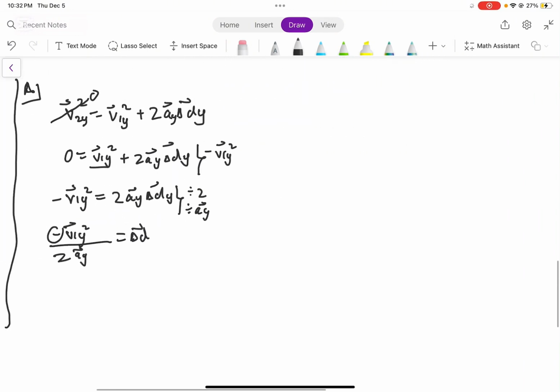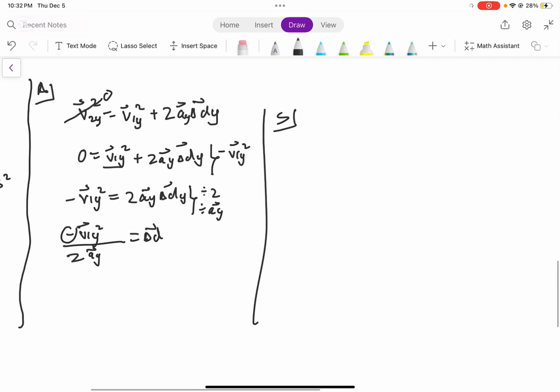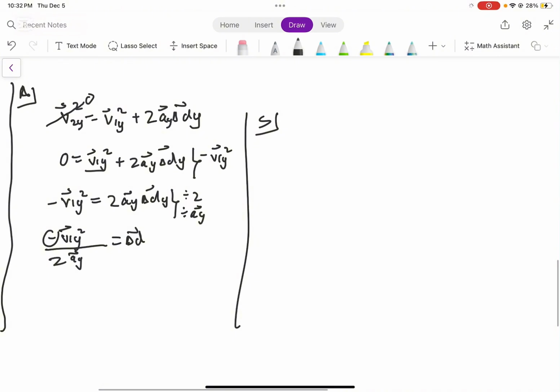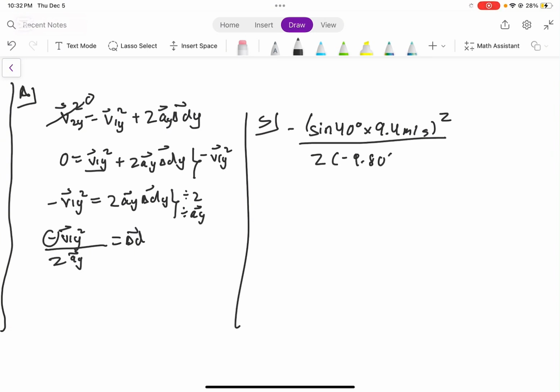So we can go straight into our solution. Our solution is going to be simply v1y. And what is v1y? Well, v1y is sine theta, so it's going to be sine 40 degrees times 9.4 meters per second divided by, oh, and remember, all of this is squared. That's an important part to remember. So squared, and it has a negative sign in front, divided by 2 times negative 9.80 meters per second squared. And that will equal delta d.